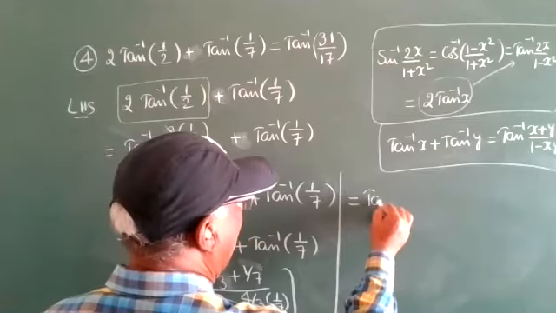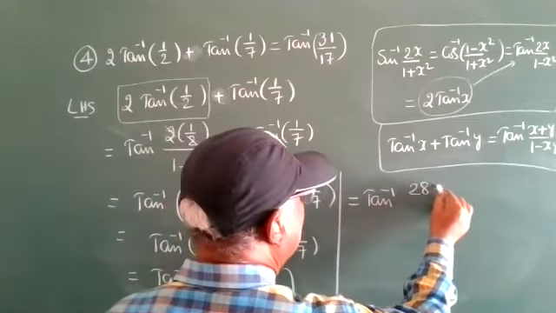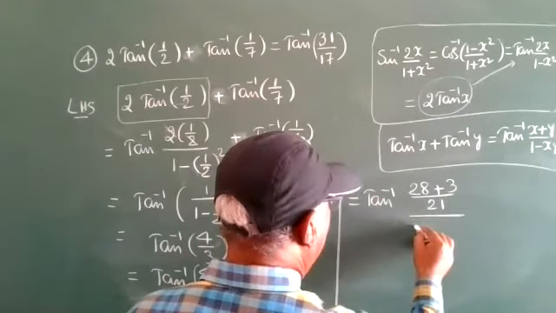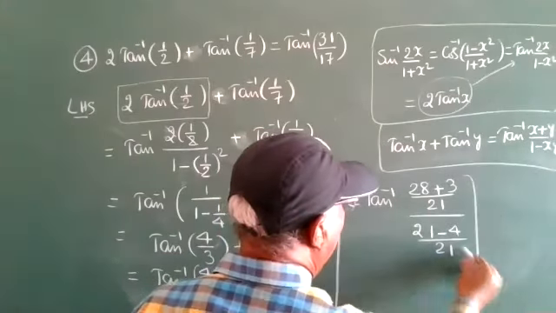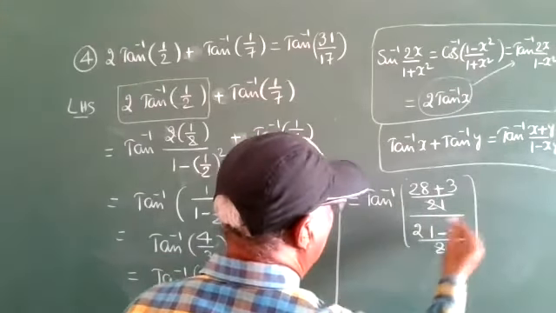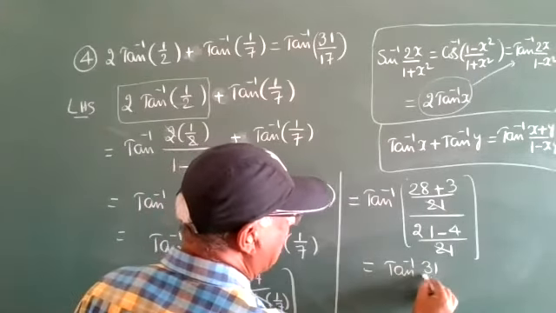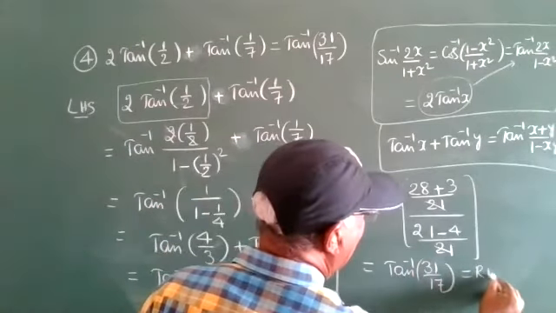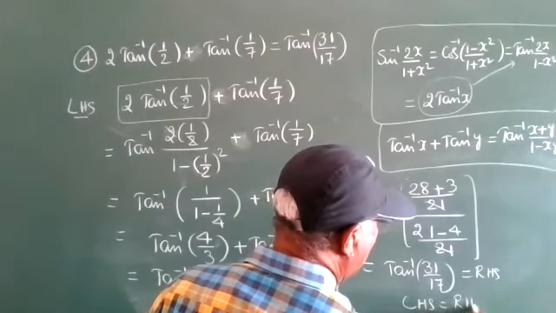Tan inverse of 28 plus 3 by 21. Denominator is 21 minus 4 by 21. Now these two are cancelled. Tan inverse of 31 by 17. That is the RHS. LHS is equal to RHS. Write down, everyone: hence proved.